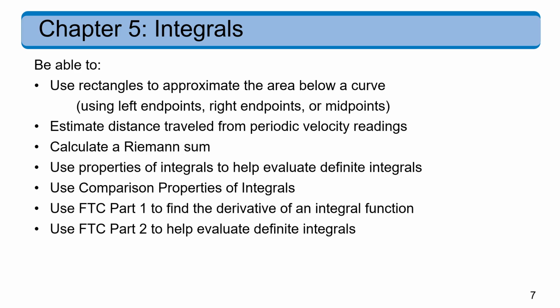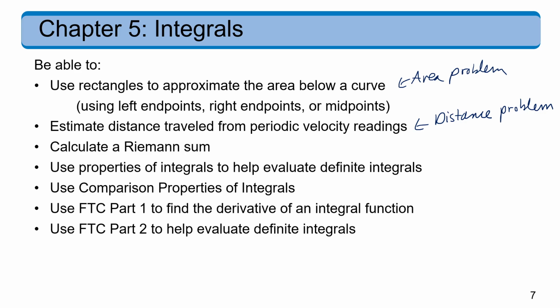Second point, be able to estimate distance traveled if you're given periodic velocity readings. So this is relating to the distance problem, right? The first problem addressed here is the area problem. And then the second bullet here is talking about the distance problem. And what we showed in this section is they're essentially the same problem. It's just one is in the context of a moving object. Because we discovered that if you have a graph of a velocity function, the distance traveled is just the area below that velocity curve.